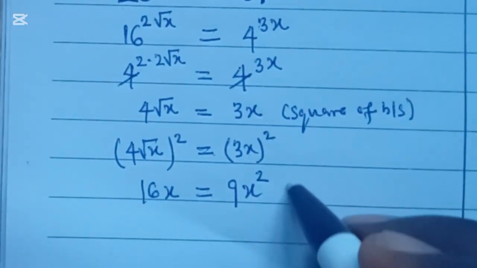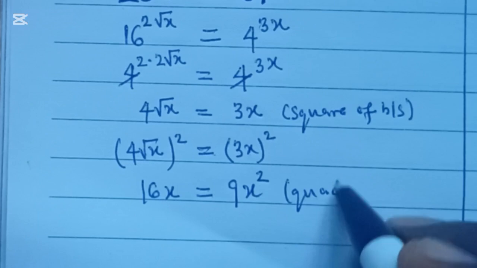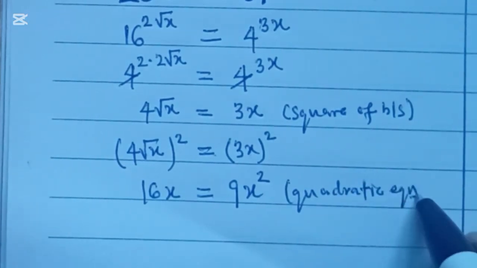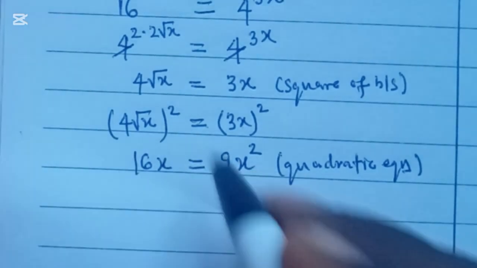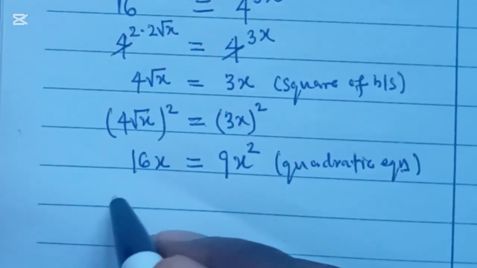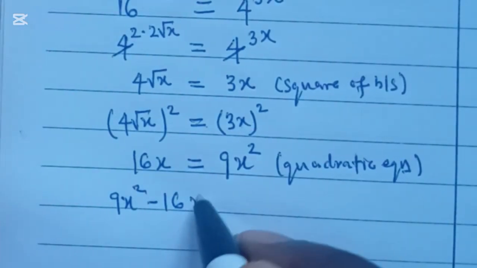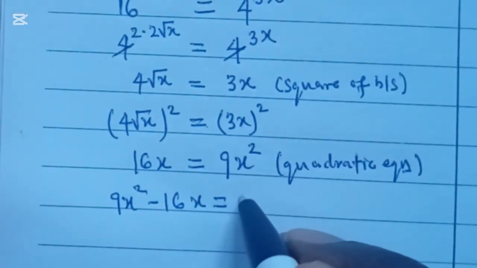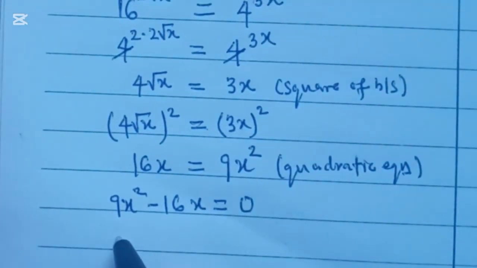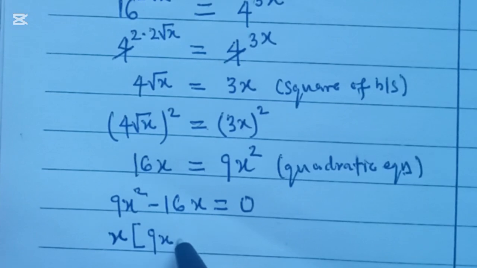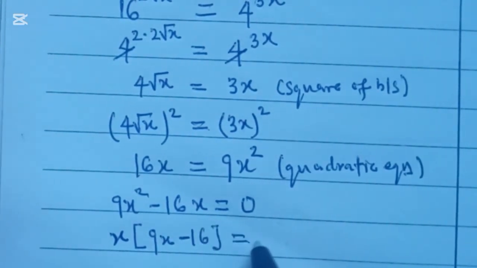Okay, so this becomes a quadratic equation that we can solve for the values of x. We can transform this equation to become 9x squared minus 16x is equal to 0. We can easily see that x is common, and then we can bring out x, and then we are left with x times 9x minus 16, which is equal to 0.